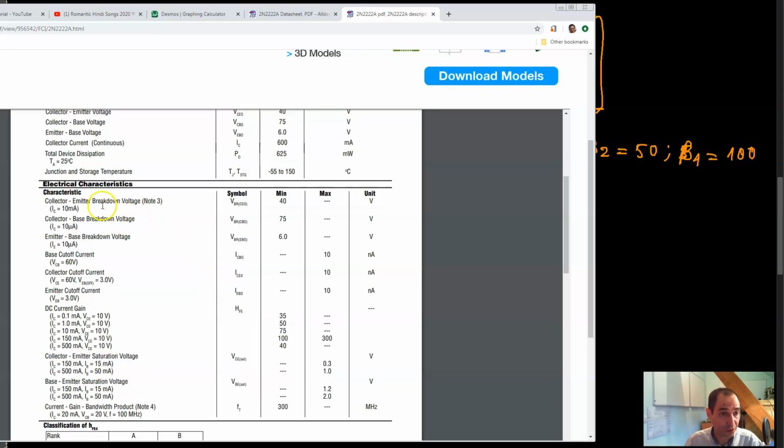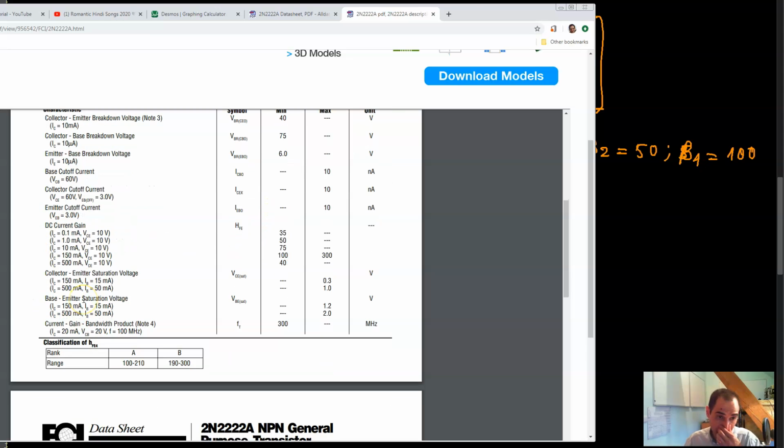But then when you come over here, you see DC current gain. It tells you that the DC current gain is basically the same beta that we are talking about here.